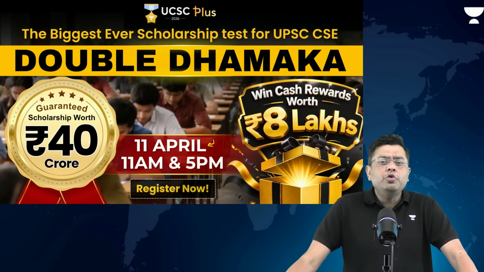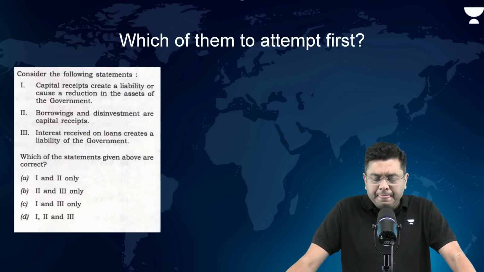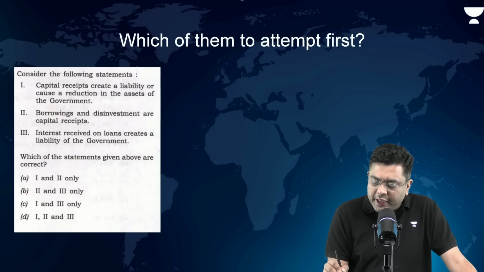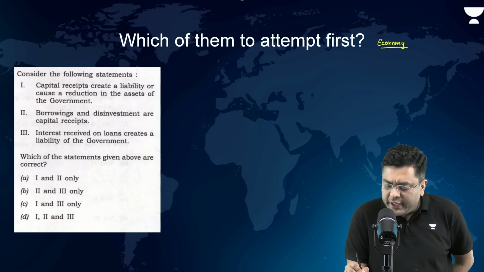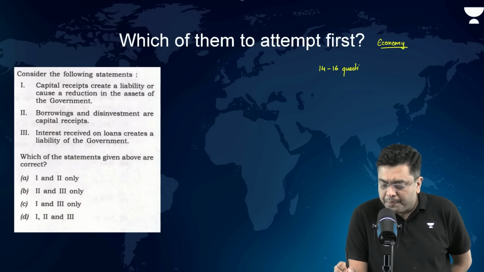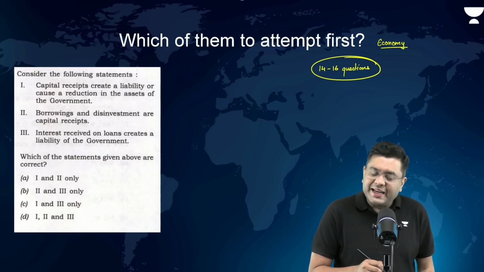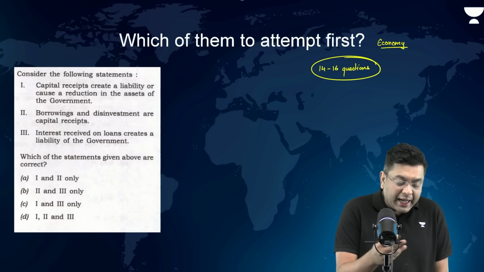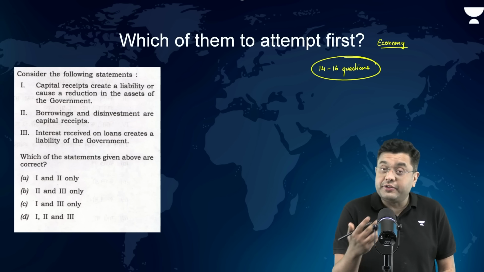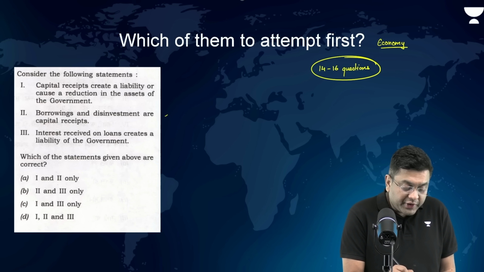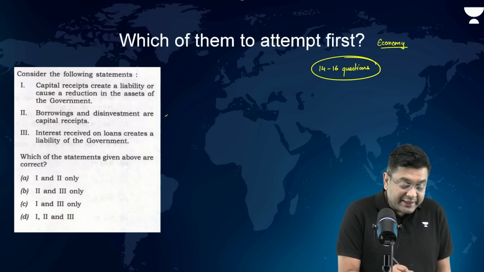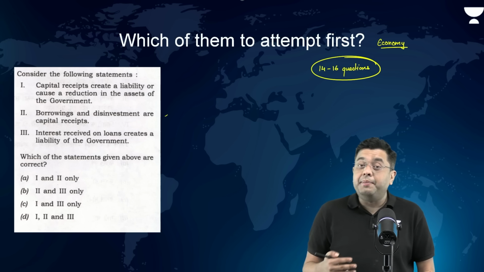Now, when you have opened up the question paper, for example, in the subject of economy, you get a lot of questions. In economy, you get around 14 to 16 questions, right? Now you get questions such as: capital receipts create a liability or cause a reduction in the assets of the government. Borrowing and disinvestments are capital receipts. Loans invested or received create a liability on the government.